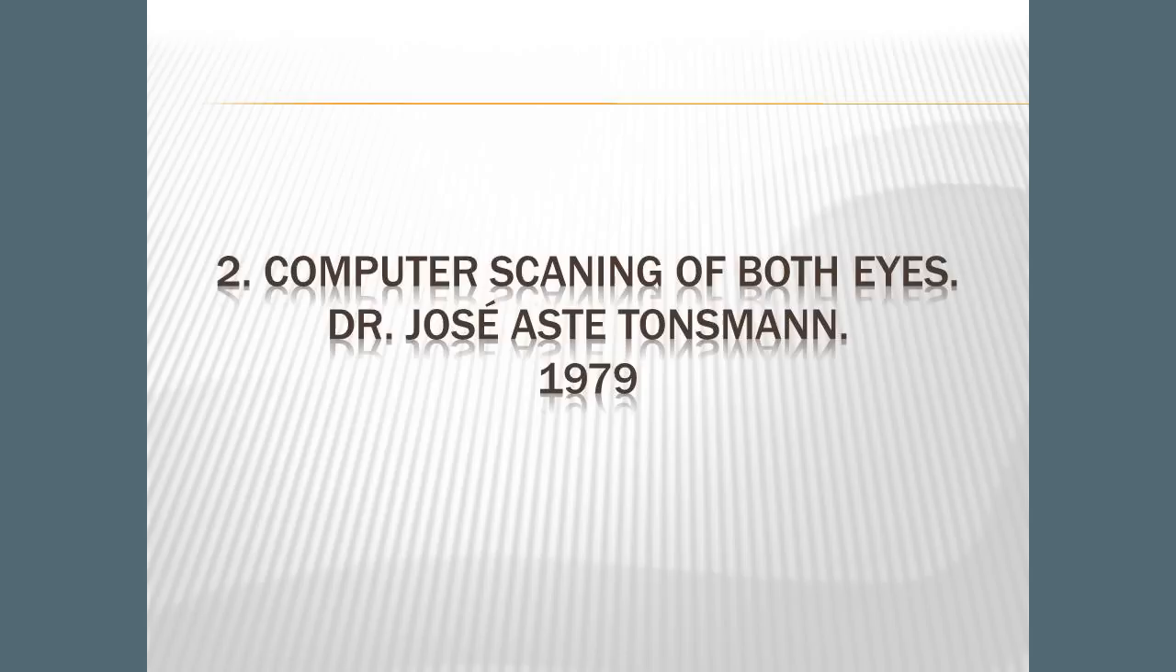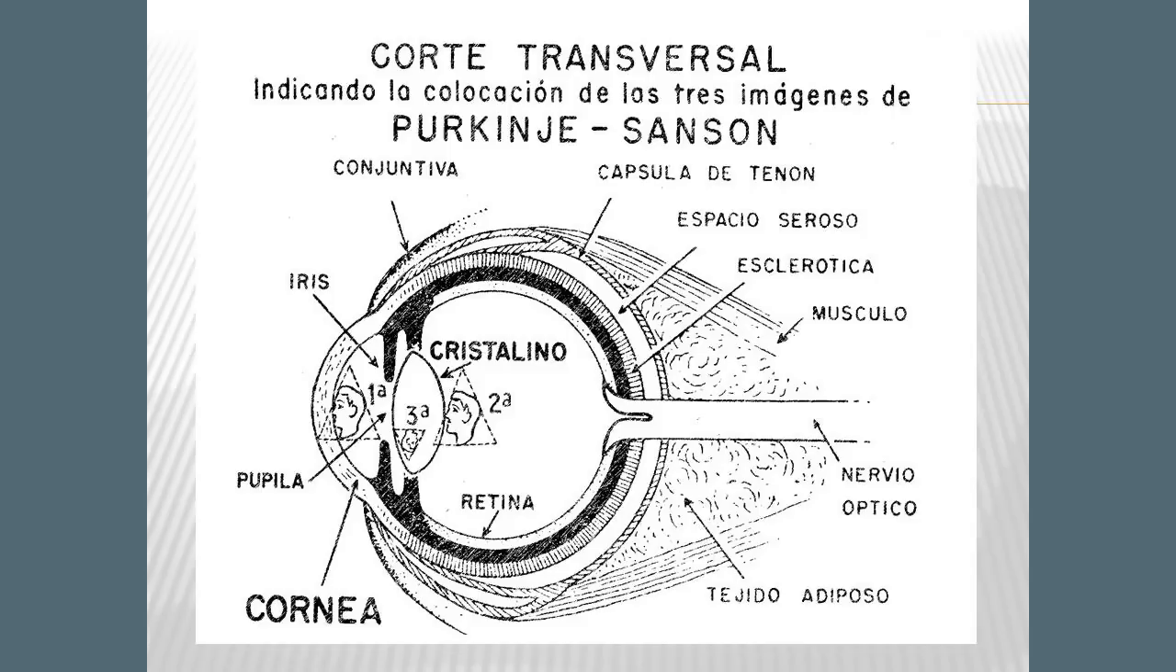Now, having heard this, in 1979, Dr. José Aste Tonsman led the NASA team that scanned the surface of Mars. They did this in order to find if there was life at one point on Mars, if there had been water, if there were any traces of life. So he was an expert on computer scanning, and he scanned the eyes on the tilma. Now, what he observed was only the images reflected on the cornea.